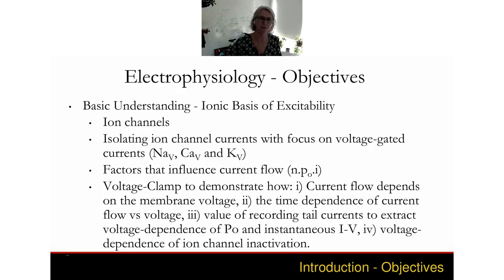For those of you who do a lot of voltage clamp, this will make sense to you, but I've got a couple of slides to indicate why we focus on tail currents. That allows us to extract the voltage dependence of channel open probability and instantaneous current-voltage relationships.